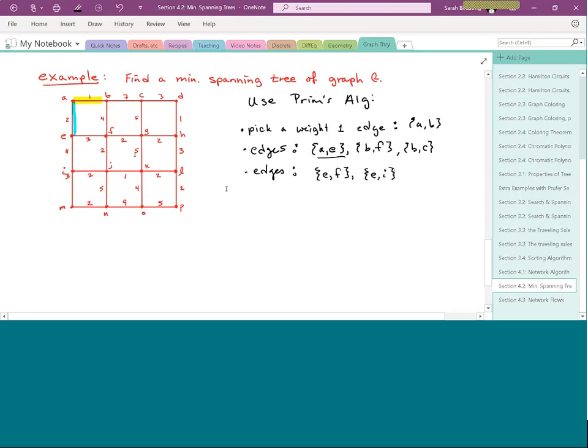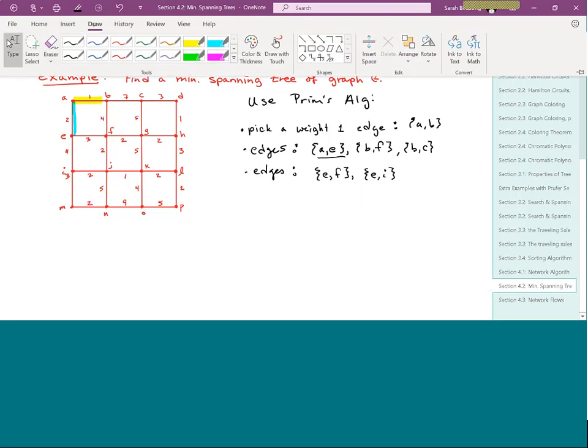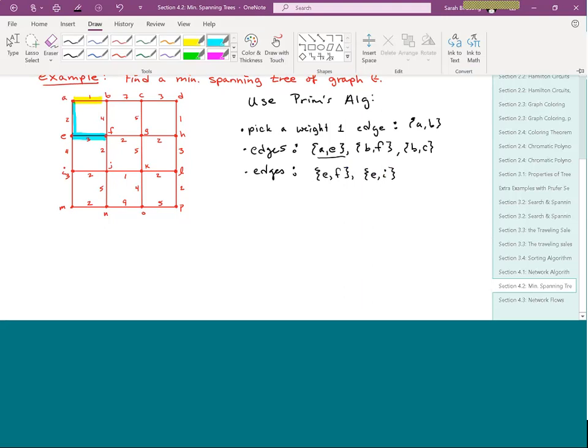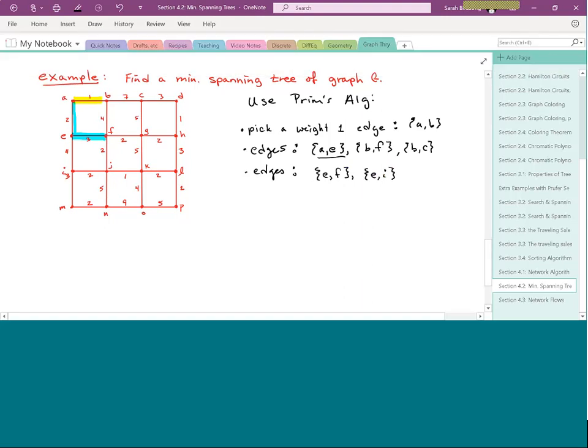Yep, EF here has the smallest weight. So if we highlight that one, we're going to grab now EF. Note in terms of what we're looking at, EF is used. But because we picked up this new vertex right here, we have 2 additional edges that we can start looking at. And the 2 additional edges that we can start looking at are FG and FJ.